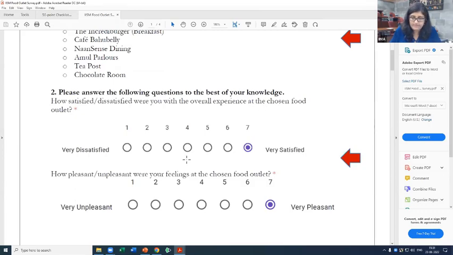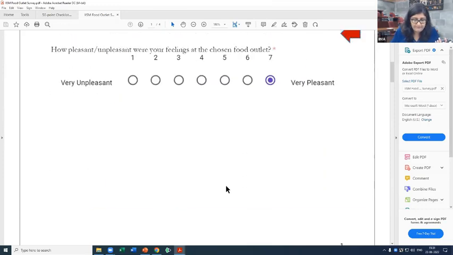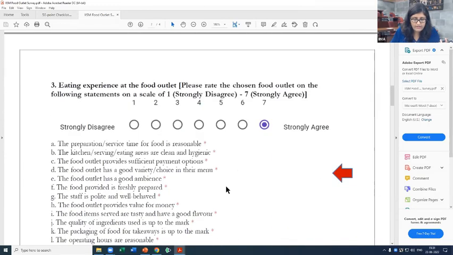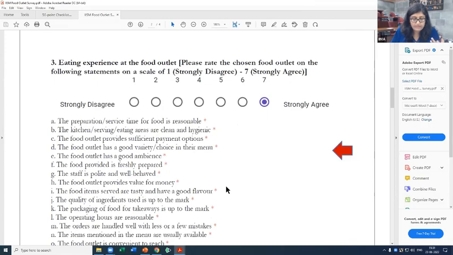Now, the second question is, how satisfied or dissatisfied were you with the overall experience at the chosen food outlet? You have 7 options. Similarly, how pleasant or unpleasant were your feelings at the chosen food outlet? Then there are 7 options. We'll just go through it. We'll discuss this later. Let me know if you want me to go slower.